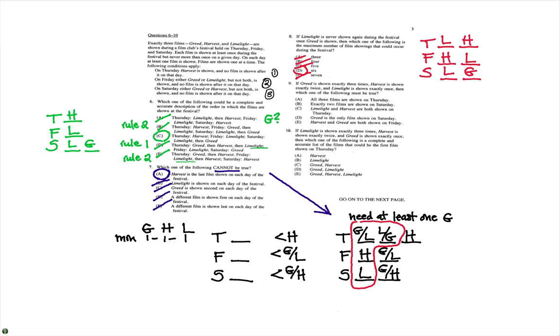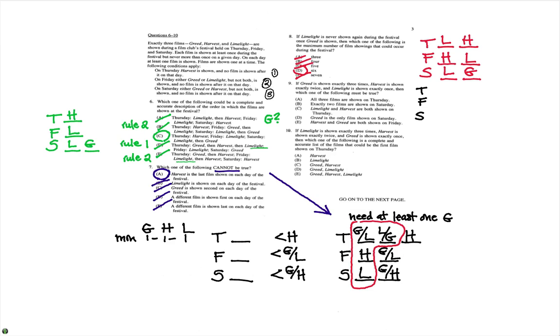So question 9. If greed is shown exactly 3 times, harvest exactly twice, limelight exactly once, which of the following must be true? Alright, so let's figure out the possible scenarios here. Again, if greed shows up exactly 3 times, we know that greed must come every day.